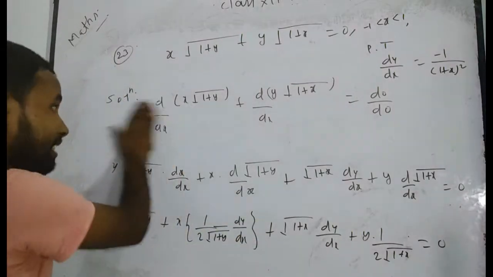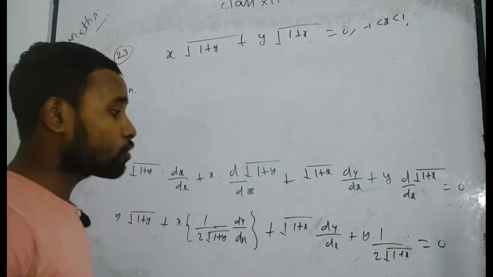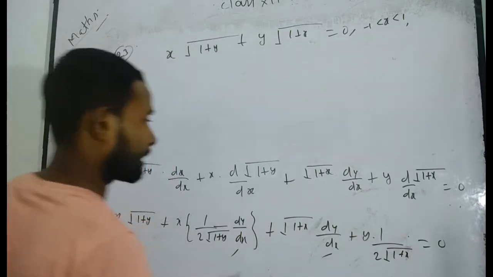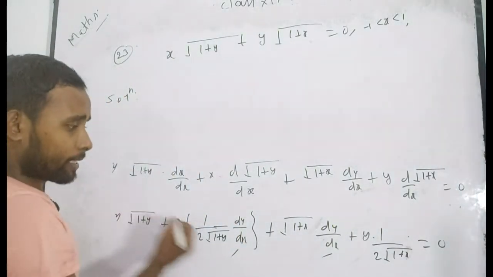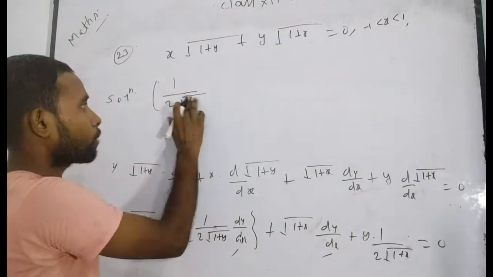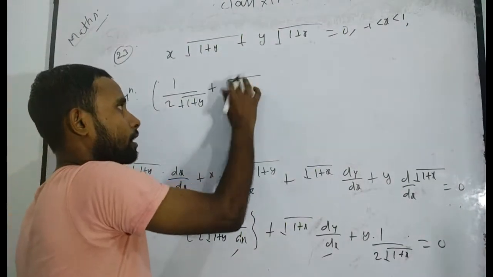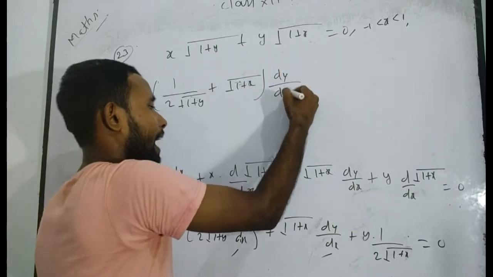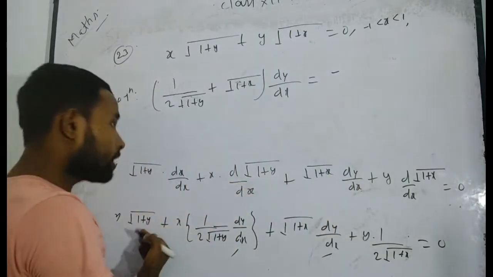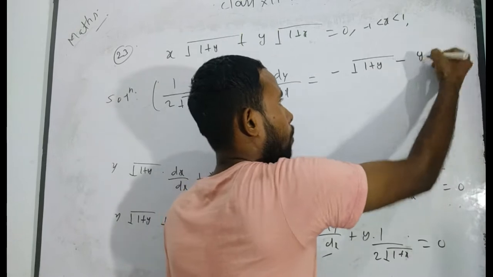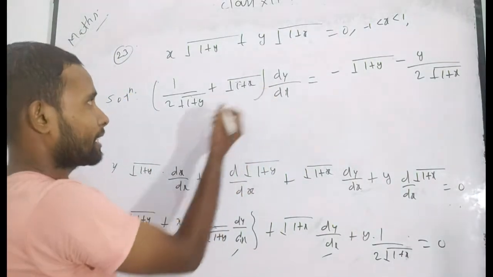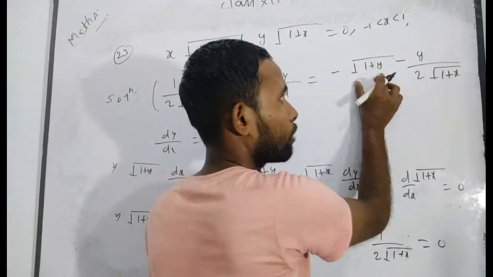Now I think you understand. Now see, in this question dy/dx is present in the second and third terms. So firstly take dy/dx common: 1 upon 2 root under 1 plus y, plus root under 1 plus x, times dy/dx. I have taken dy/dx common from both the second and third terms. Then you will get on the right hand side minus root under 1 plus y minus y upon 2 root under 1 plus x. I think you understand very well. So after taking LCM or calculation, you will get dy/dx is equal to, firstly you have to do the calculation. In that case you will get 2 times.